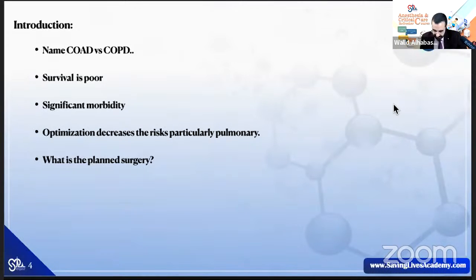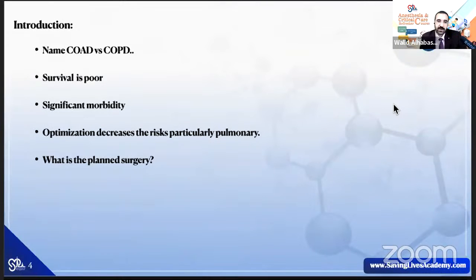That's why this makes this lecture very important and a topic in the exams. So your understanding of this makes a lot of difference. So significant risk of post-operative morbidity, and especially pulmonary complications, are very common as well. So if not died, he may suffer some pulmonary complications.